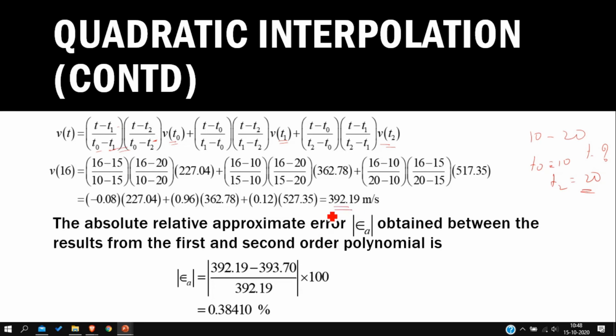You just try it out whether you get the same value or not. Since it is 392.19, we can round it off to 392.2, because in the previous case we had only one decimal point. Here also we can go for only a single decimal point, so it can be 392.2.